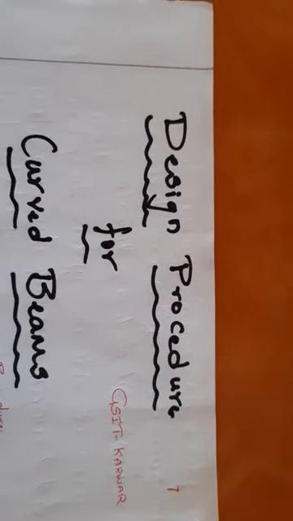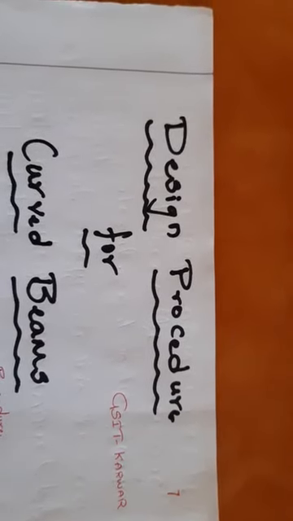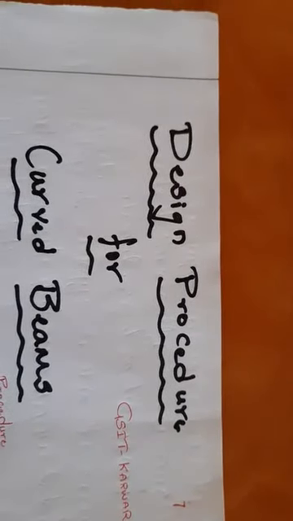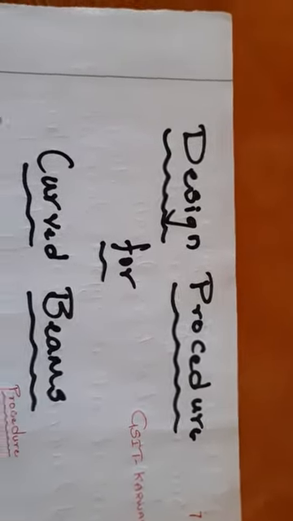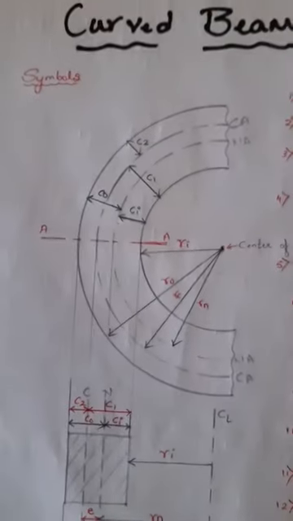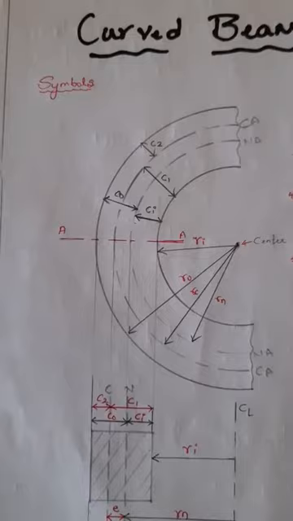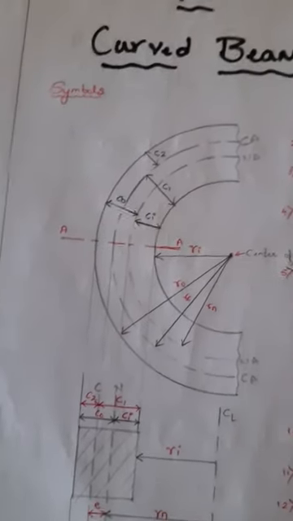Design procedure for curved beams. So first we'll look at the symbols used in curved beams. So this is a curved beam and these are the symbols used for a curved beam.